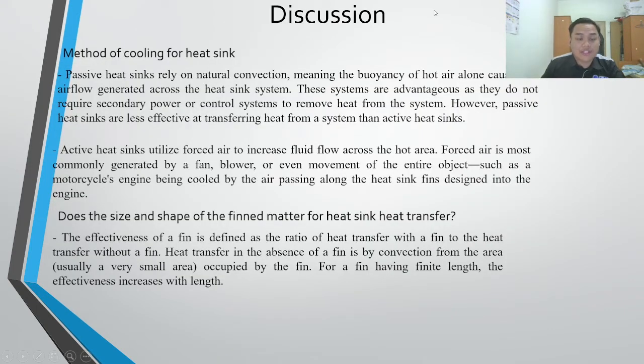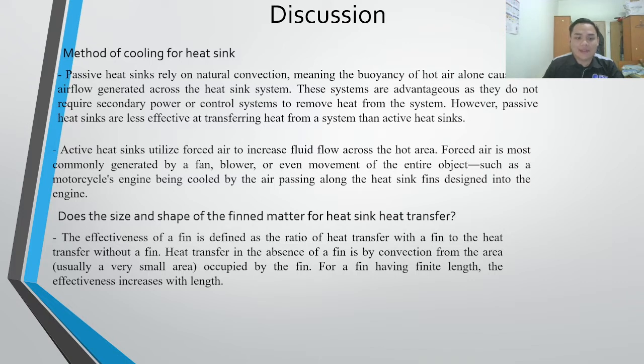Now for the discussion. We have discussed the factors to differentiate between the two designs. First is the method of cooling. One is passive cooling. Passive cooling relies on natural convection, meaning the buoyancy of hot air alone causes the airflow generated across the heat sink system. These systems are advantageous as they do not require secondary power or a control system to remove heat from the system. However, passive heat sinks are less effective at transferring heat from a system than active heat sinks.